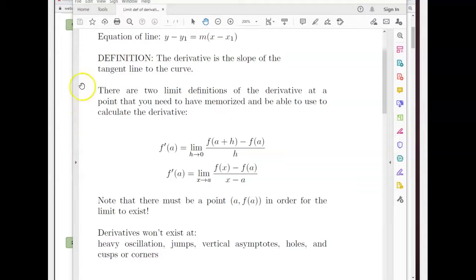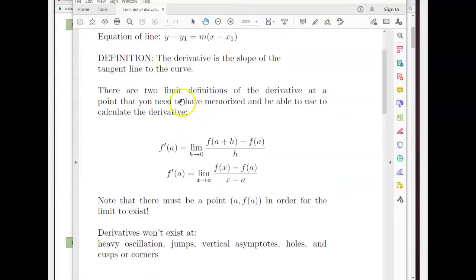So first I want to remind you that the equation of the line, the one that's going to be important to us, is this point slope form. y minus y1 is equal to m times x minus x1. The derivative is the slope of the tangent line to the curve. So it's important that we know the equation of the line, because we're going to put m is the derivative for any of the tangent lines that we want.